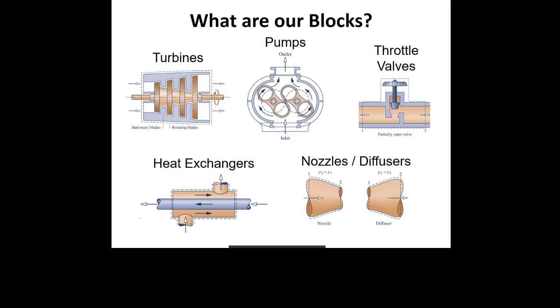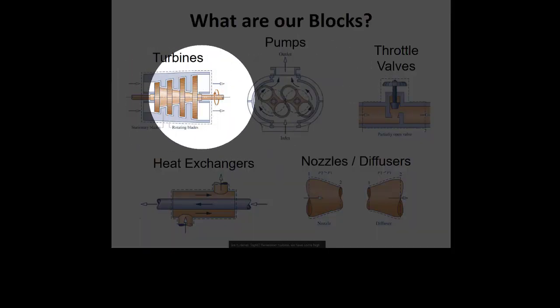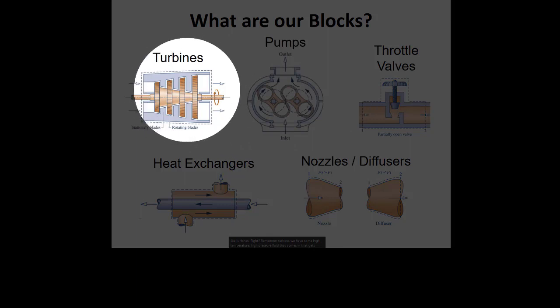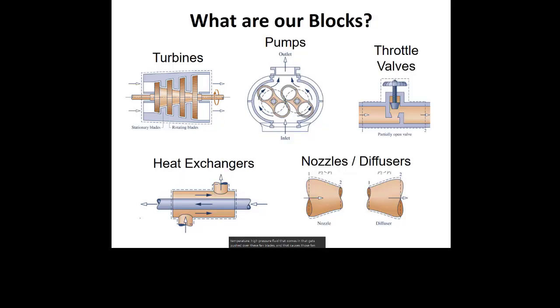So when we think about trying to make these cool components, at least from the mechanical engineering perspective, when we're talking mostly about power systems like we do in this class, the blocks that we use to put together to make cool stuff are things like turbines, right? Remember, turbine, we have some high temperature, high pressure fluid that comes in that gets pushed over these fan blades, and that causes those fan blades to move, which makes this shaft spin, right? And then if we make friends with an electrical engineer, right, they can turn that spinning shaft into electrical power, which turns the lights on, right?